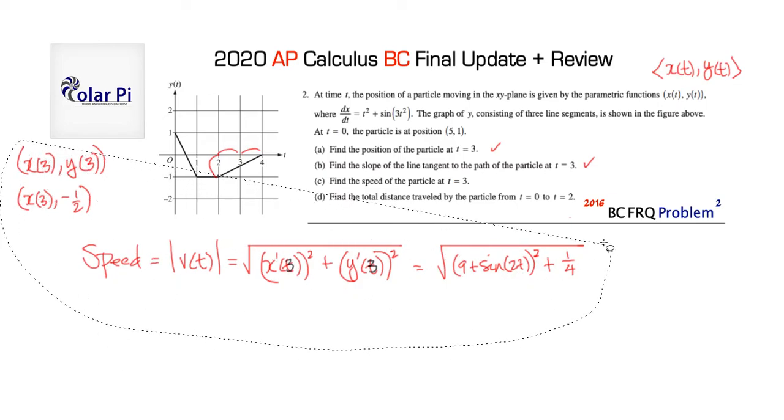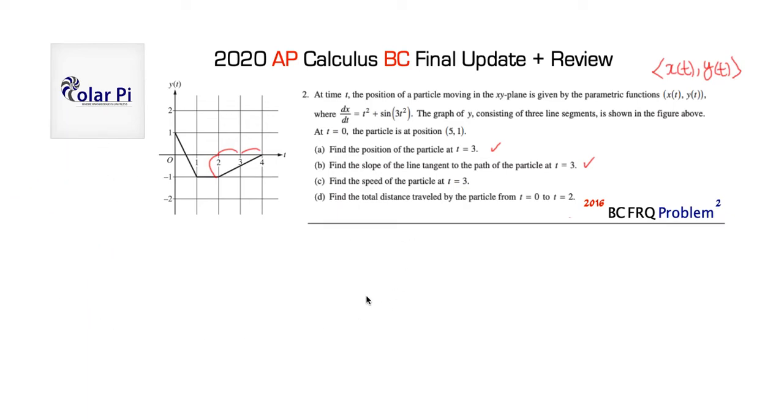Phenomenal. Last part, right? The last part is the total distance traveled by the particle. So remember, total distance is the integral of the absolute value of velocity, right? So total distance from t equals 0 to 2 is going to be the integral from 0 to 2 of the absolute value of v of t dt, right?